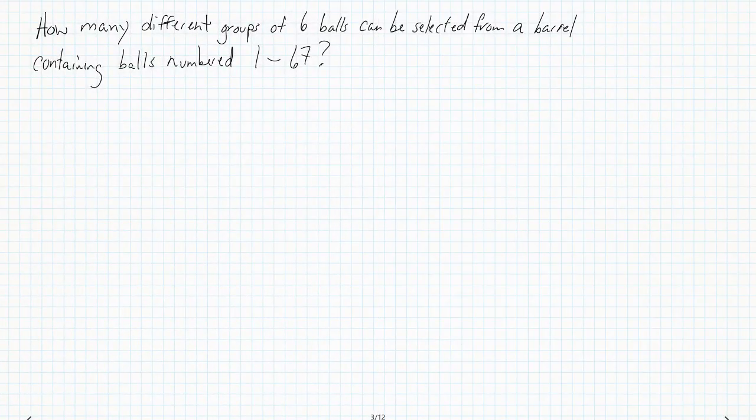So now let's take a look as to how many different groups of 6 balls can be selected from a barrel containing balls numbered 1 through 67. Okay, so think of this as the lotto essentially, right? Let's say you had a ticket. So here's your lotto ticket.